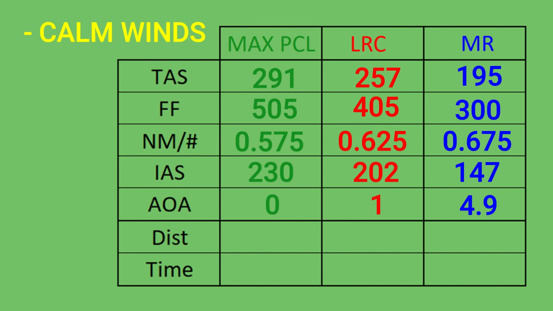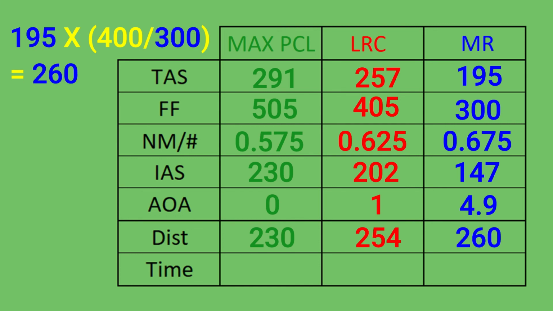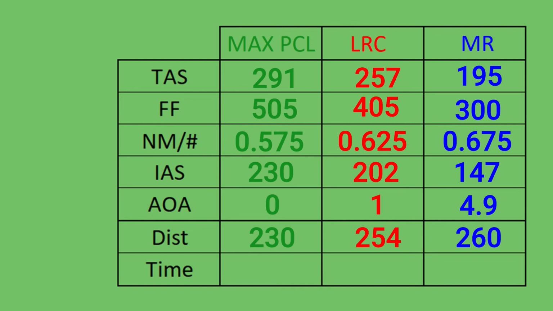Assuming calm winds the entire time, constant ground speed, and fuel flow, that comes to 230 miles at max torque, 254 miles at long-range cruise, and 260 miles flying at max range. Using these numbers, long-range cruise gets you approximately 98% of the distance that max range could. Using max torque, this gets you 89% the distance that max range does.